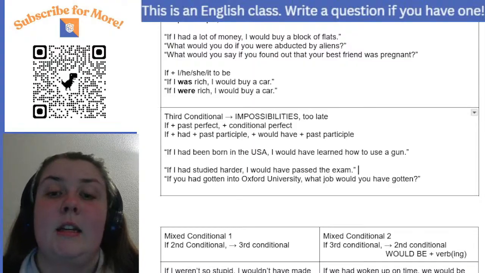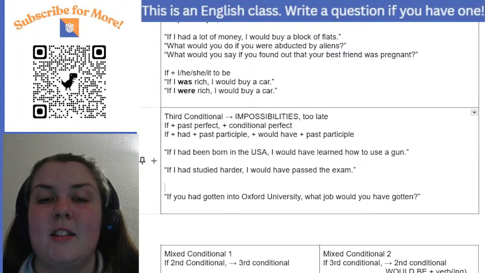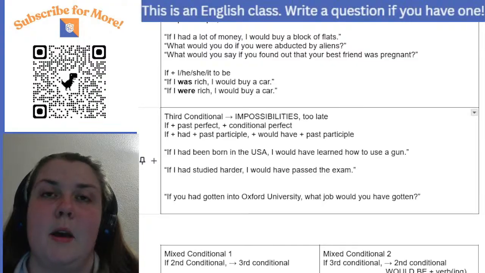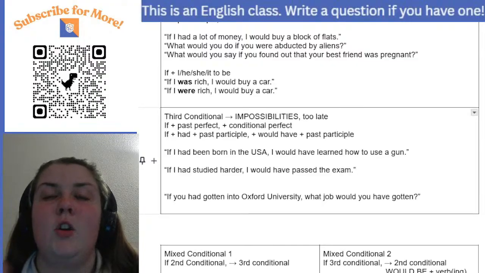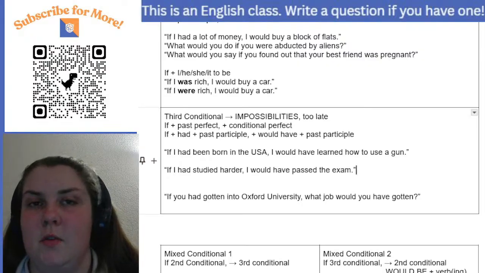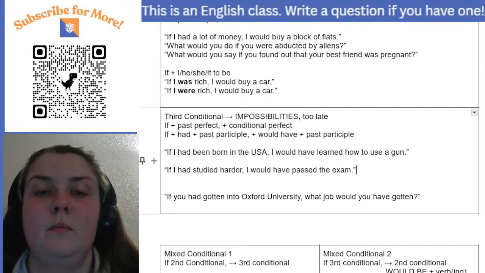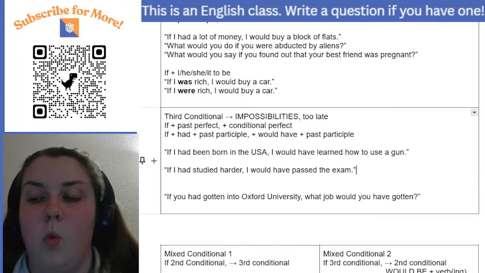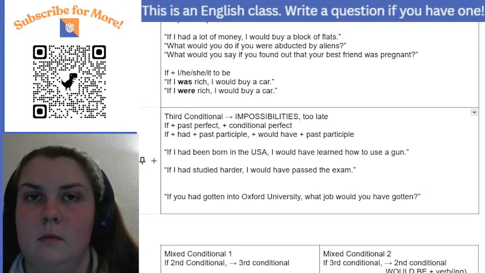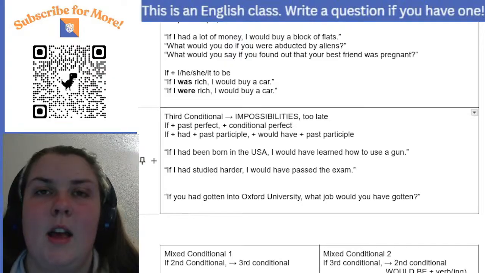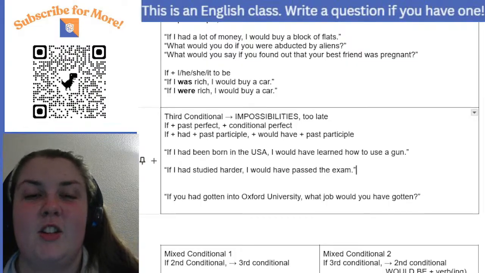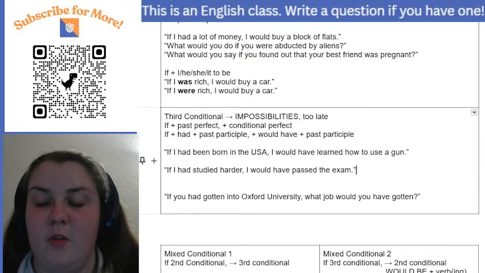Let's have a look at the second example. If I had studied harder, I would have passed the exam. This is a really good example, in my opinion, because you can think about what happens in the context of this particular situation. So, for example, has the exam happened? Yes. What happened in the exam? I failed it. Oops, right? Did I study hard at the time? No, unfortunately, I did not. So if I had studied harder, I would have passed the exam.